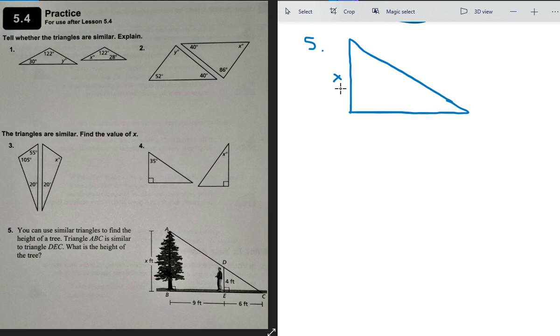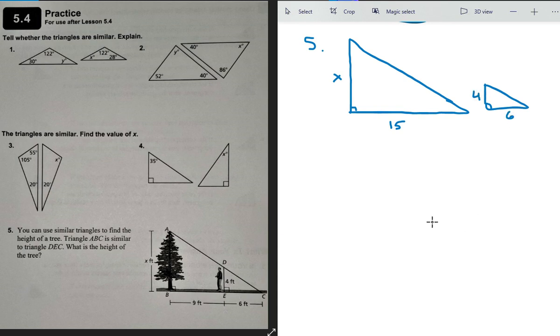This is x. Now the base of this is the only difference compared to that flagpole problem. I'm not given a length of this whole base. I'm given two parts that I've got to add together to get the length of the whole base. So 9 plus 6 is 15. So this base is 15 from 9 plus 6. For the small triangle, these are both right angles. The small triangle, the height is 4 feet and the base is 6 feet.